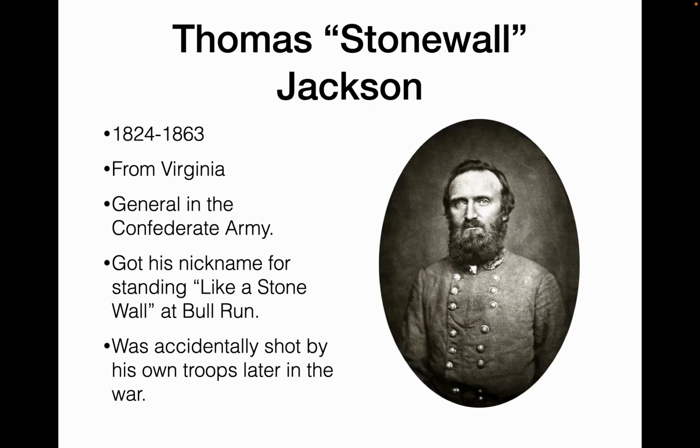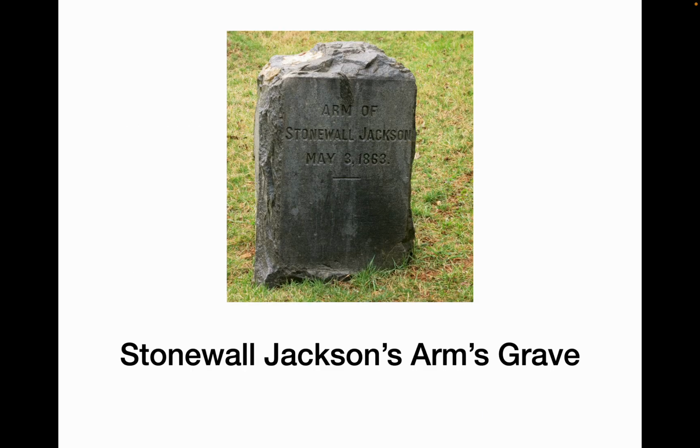And here is Stonewall Jackson, 1824 to 1863, from Virginia, where he was a general in the Confederate Army. He got his nickname for standing like a stone wall at Bull Run, although some people said that was a compliment. Some people said that meant he was slow and that a Southerner gave him that nickname out of spite. He was also accidentally shot by his own troops later during the war.